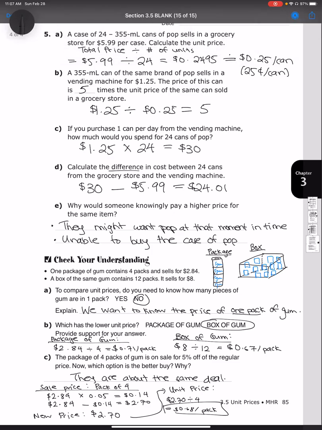So those are some reasons why someone might pay, knowingly, a higher price for the pop. So that brings us to the end of our lesson here. For homework, I would like you to do the check your understanding independently. The answers are provided for you, but try it on your own first and then compare your answers with the answers in the key.